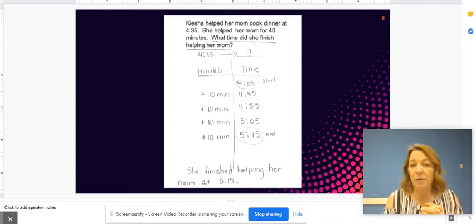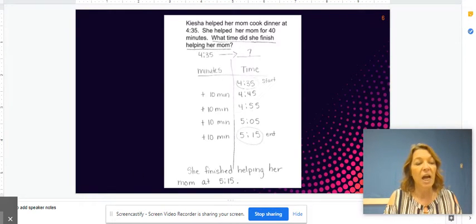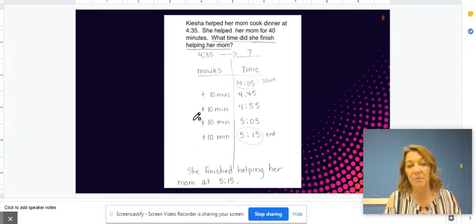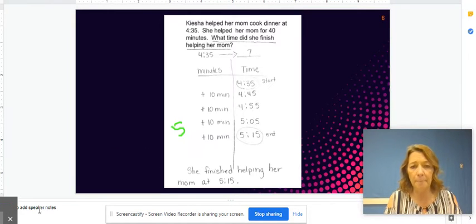So I started with my T-chart because that's one way that works best for me. So I started at 4:35. I add 10 minutes at a time because that's the easiest way for me. So 10 more minutes is 4:45. 10 more minutes, 4:55. This is a tough transition right here. I probably would not do 10 minutes. I might even do 5 minutes to get from 4:55 to 5 o'clock. But if you can go past that hour, then go past that hour and do that. I think that's a great thing. And then 10 more minutes is 5:15.